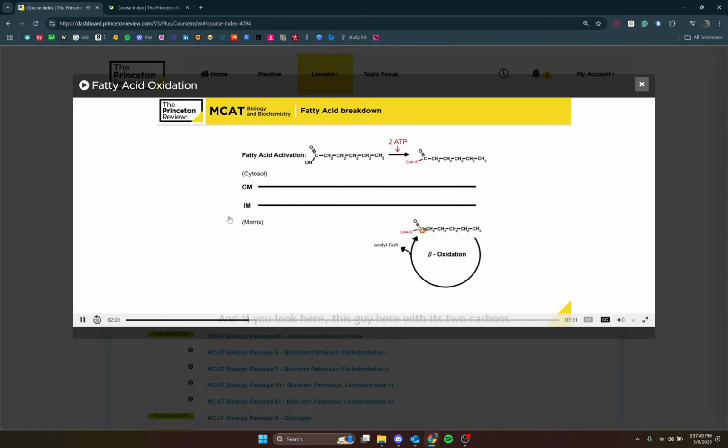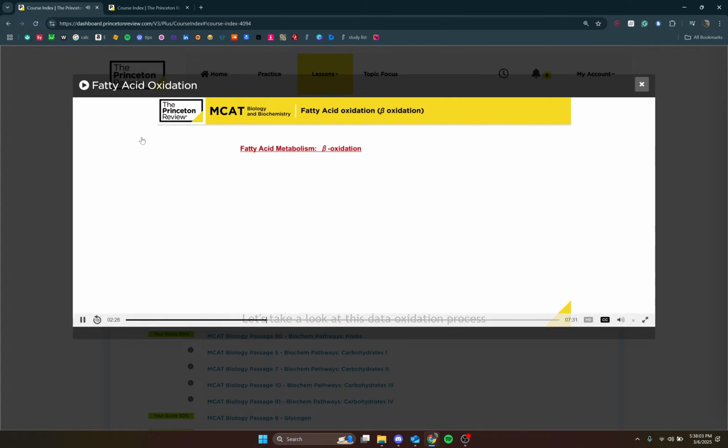Okay, here with its 2 carbons is basically an acetyl CoA unit. So the idea is we're going to break that thing off and put the acetyl CoA into the Krebs cycle, which also occurs in the matrix, and generate reduced electron carriers for us. Let's take a look at this oxidation process in a little more detail.